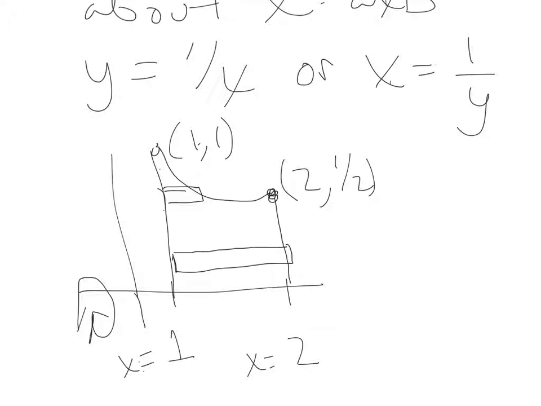So what we need to do here, because we're forced to use the shell method, is we need to break this up into 2 regions. So we're going to break it right here. And my graph's not great, I know, but hopefully you're understanding what's going on. So one region is going to be this region below that line. And the other region is going to be this region above that line.